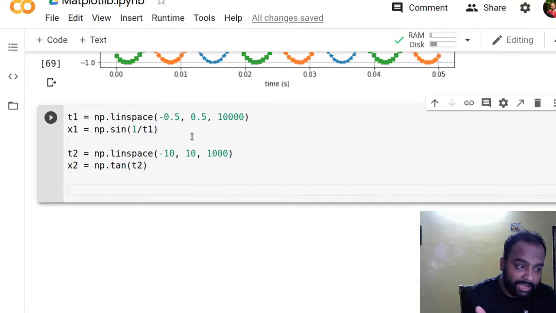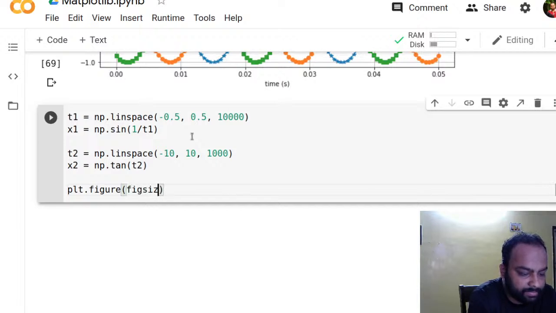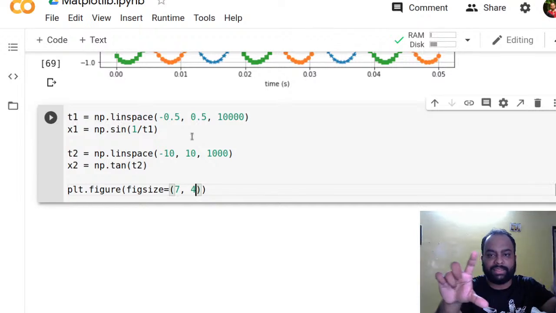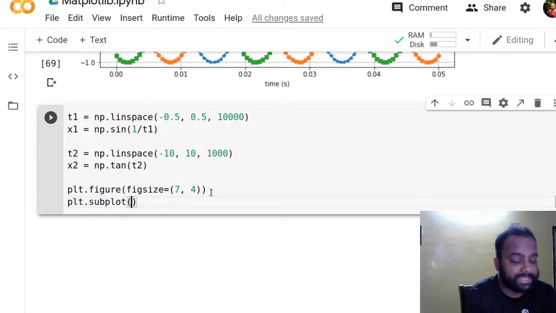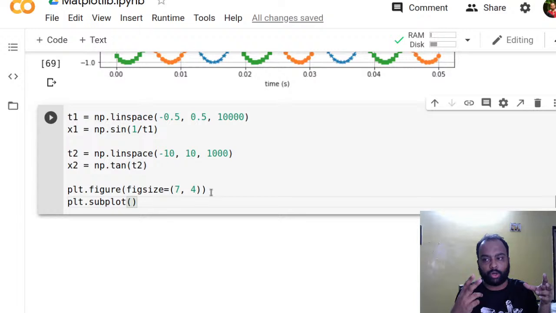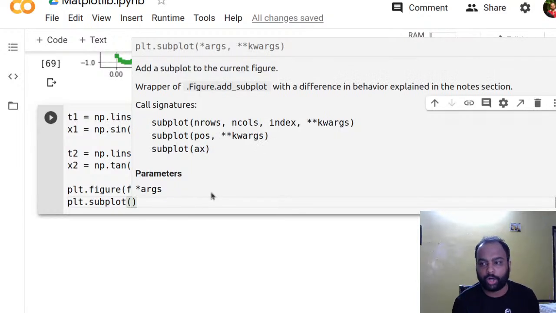Before we start, let's create a figure. So plt.figure, and let's create a fixed size, maybe 7 comma 4. So we have 7 units of length in this axis and 4 units in this axis. We have created a figure. Now instead of plotting them naively, I would say plt.subplot. Subplots are essentially multiple plots inside the same figure, not superimposing them.